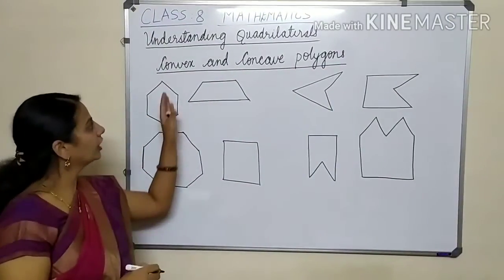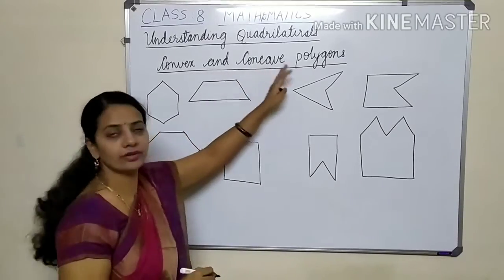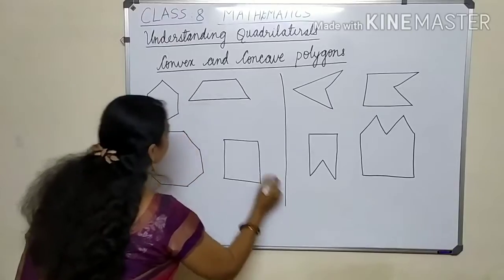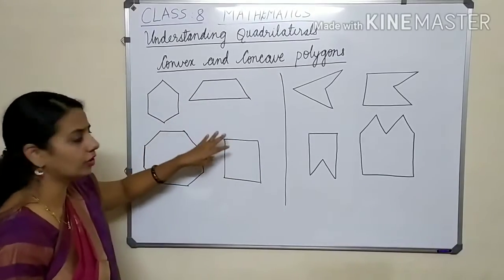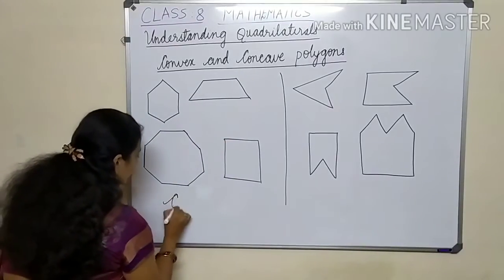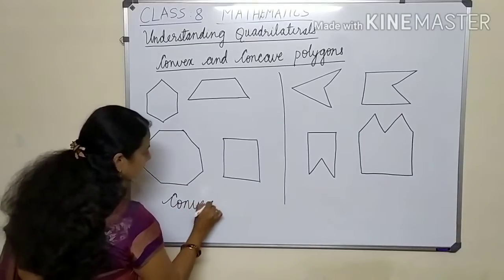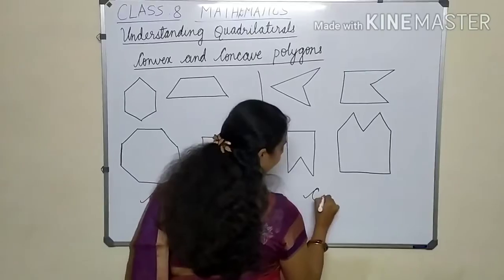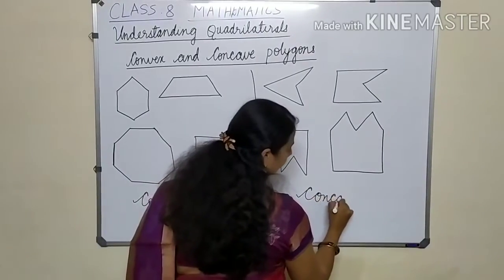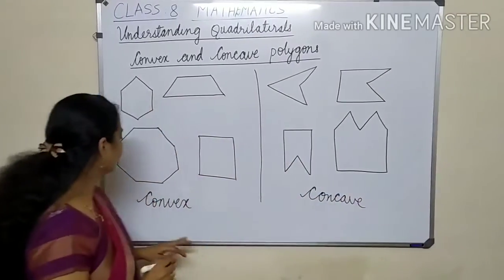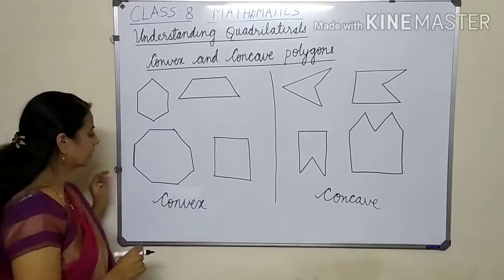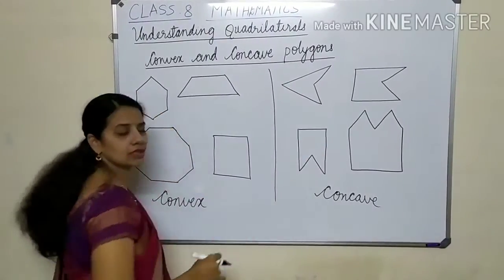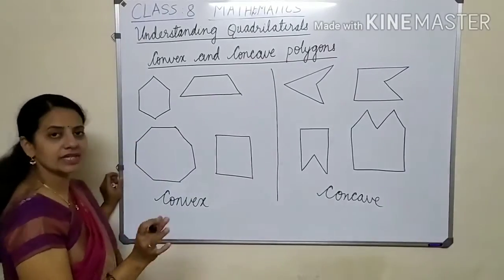Now coming to convex and concave polygons. So these are the examples of convex polygons. Okay, these are convex and these are the examples of concave. Now how do we understand this? Like, when do we say which polygon is convex and which polygon is concave? So it's very easy, children.